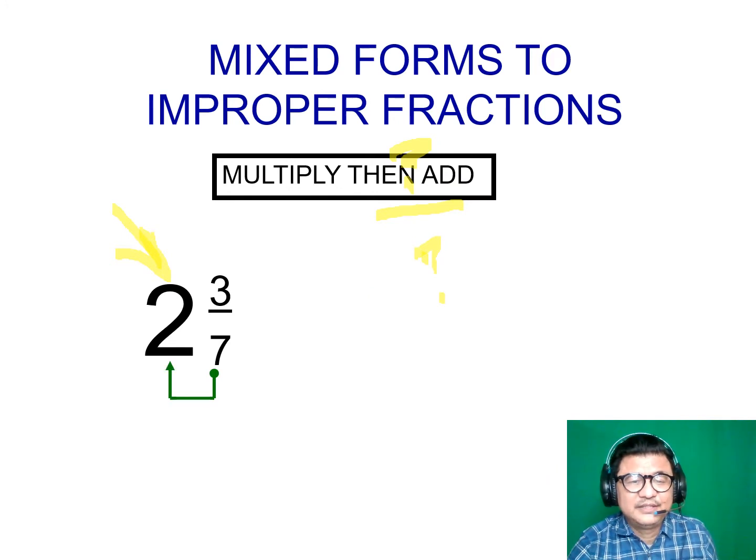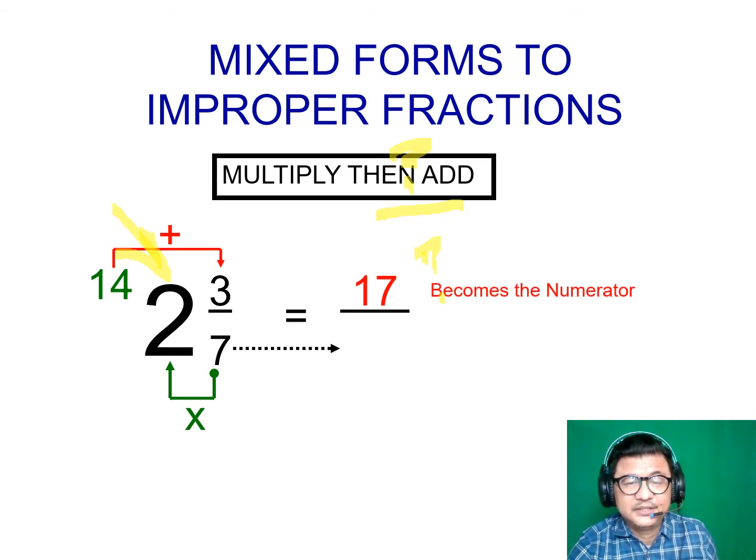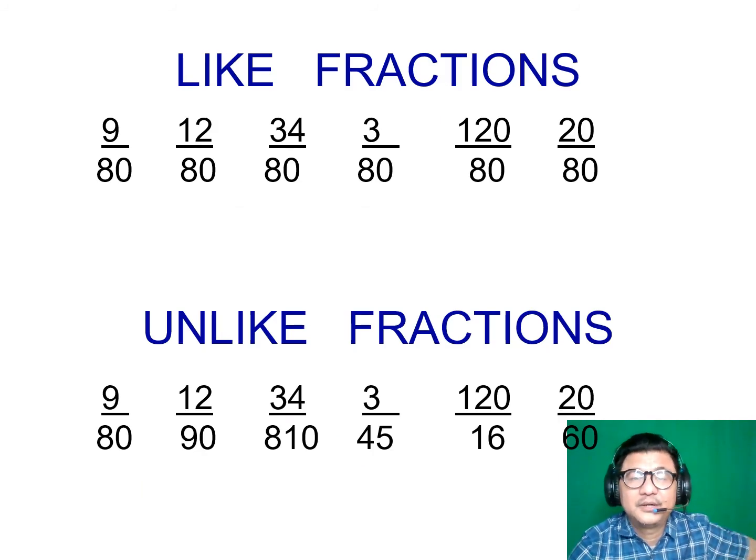Okay, 7 times 2, and then add the 3. Okay, so that becomes what? 17 over, copy the same denominator. See that? That 7 is there. And that becomes 17 over 7. Mixed to improper. Mixed to improper. They are the same. Now let's talk about like fractions.